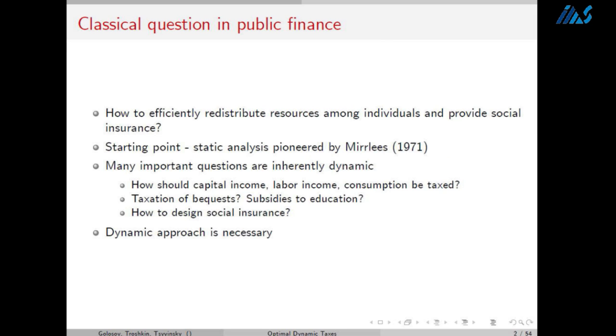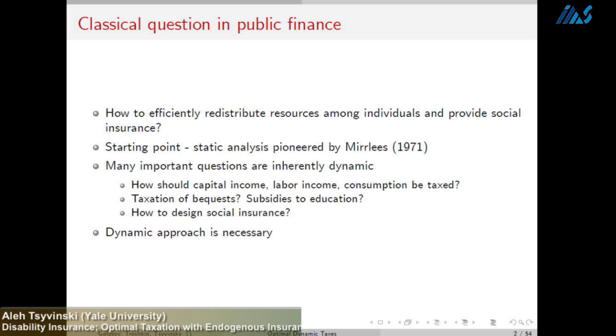Okay. So if you think about classic public finance, one of the key questions is how to efficiently redistribute among individuals or how to provide social insurance. It's easy to do if everything is observable. It's difficult to do when some types are unobservable. So in addition to this redistribution of social insurance, you will be running into the problems of incentives. So it's always a trade-off between insurance and incentives.